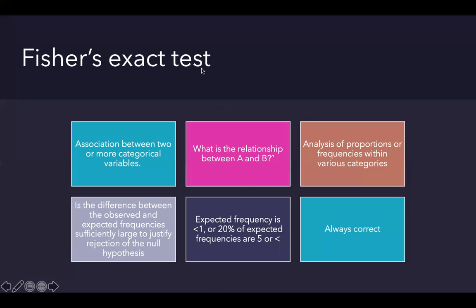And usually the reason why we would choose a Fisher exact test is because it's more exact. Also, the chi-square cannot be used when any expected frequency is less than 1 or when 20% of the expected frequencies are 5 or less. Therefore, we have to use the Fisher exact test.